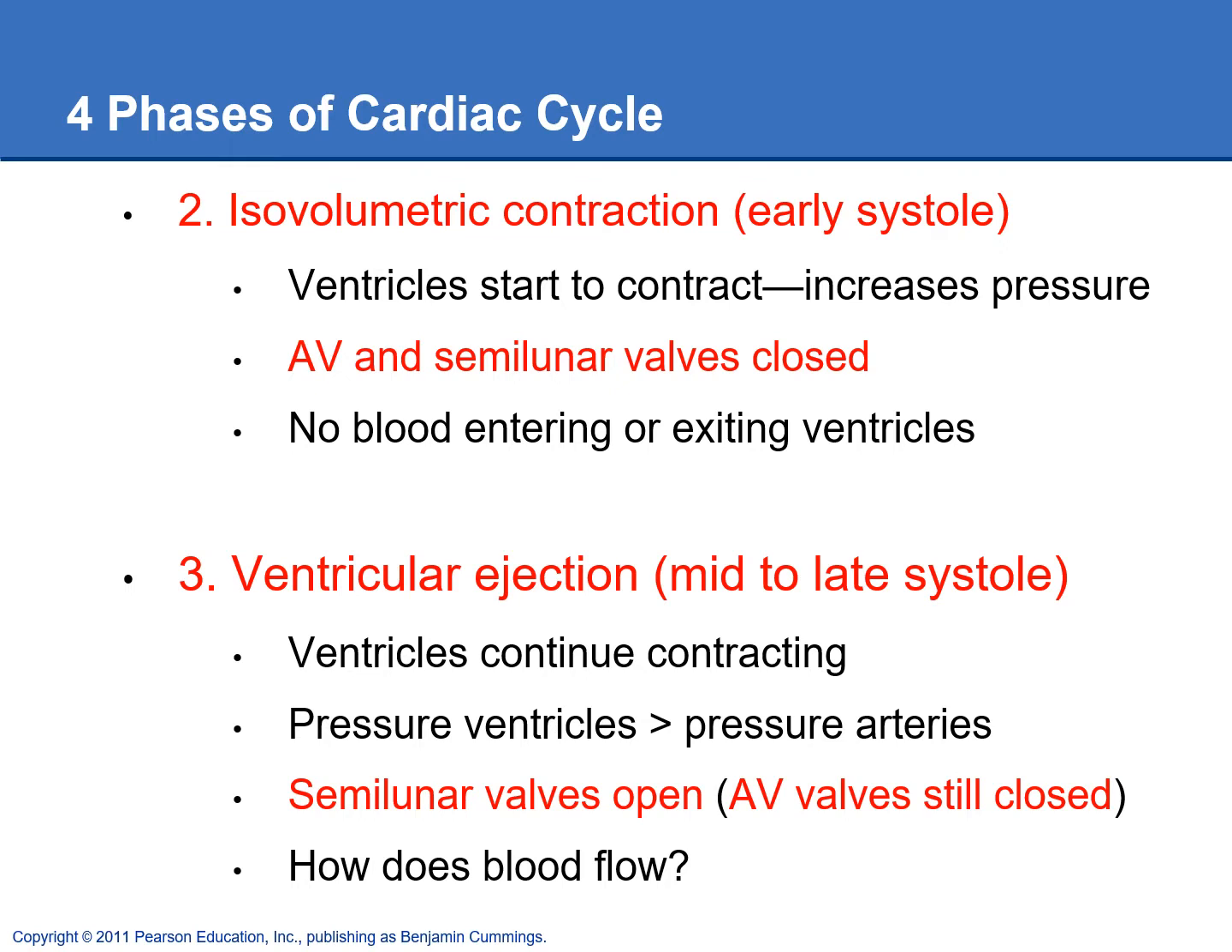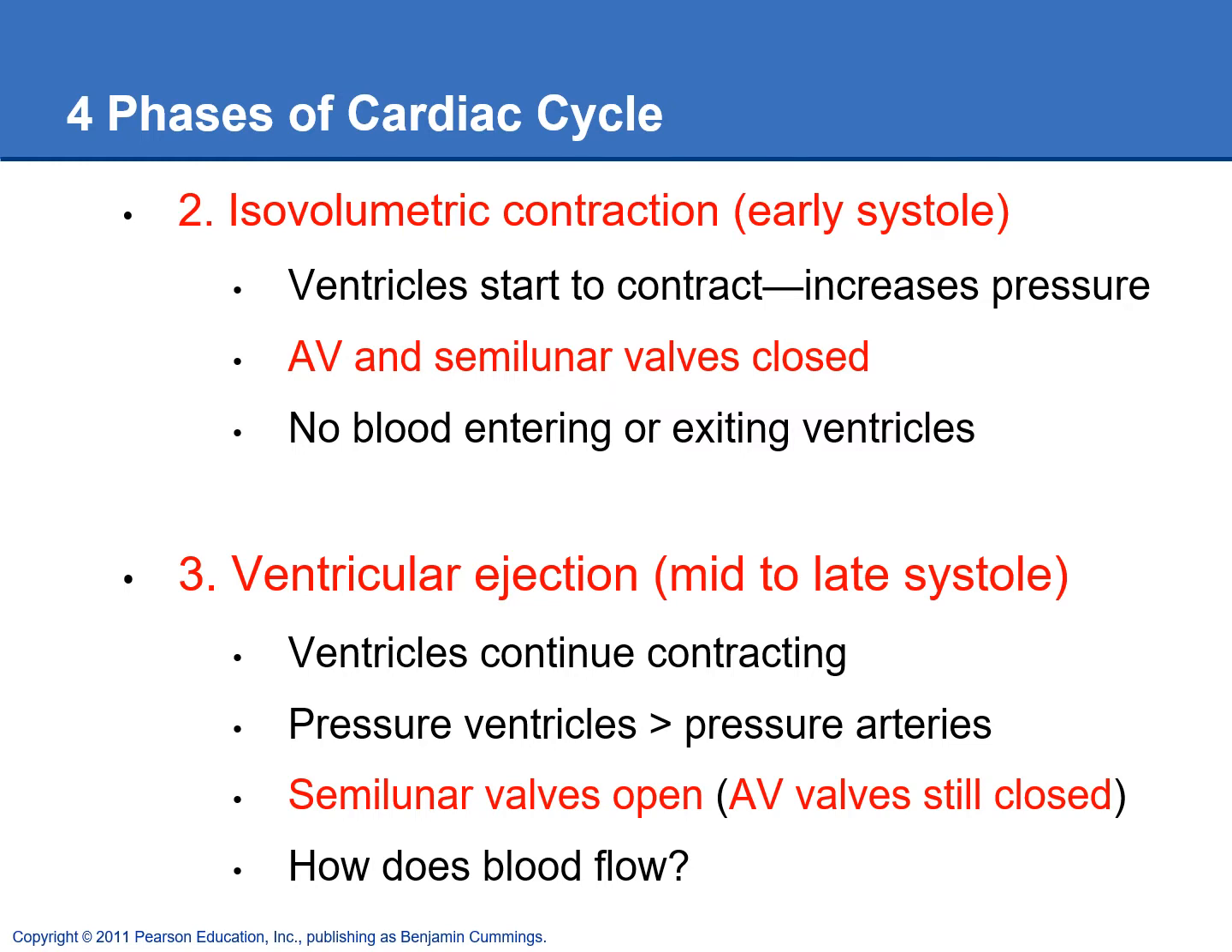The second phase of the cardiac cycle is called isovolumetric contraction. And if you look at the word isovolumetric, remember iso means the same. So the blood volume in the ventricle is going to stay the same even though the ventricle has started to contract. So this will occur in early systole.